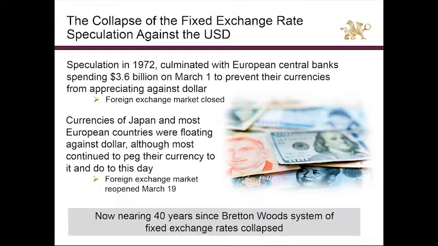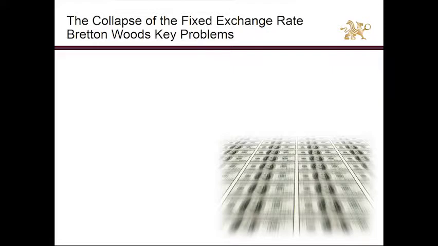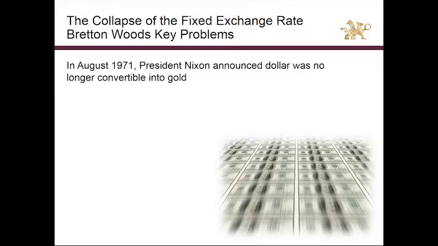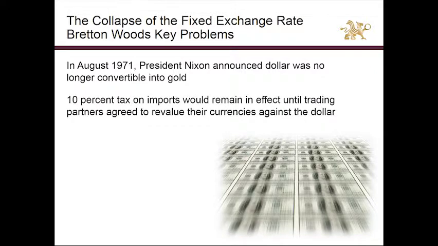But it is now nearing 40 years since the Bretton Woods system of fixed exchange rates collapsed. One of the key problems of Bretton Woods was exacerbated when President Nixon announced in August of 1971 that the dollar was no longer convertible into gold. He also announced that a new 10% tax on imports would remain in effect until U.S. trading partners agreed to revalue their currencies against the dollar.